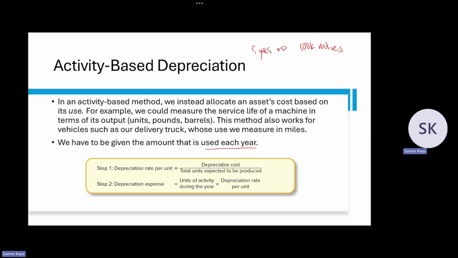Okay. So step 1 is to figure out my depreciation rate per unit. My depreciable cost is the cost of my asset of 40 less my residual value of 5. Now I'm dividing that by 100,000. So if you do the math on that, I'm going to get this weird decimal of 0.35. So what that tells me is I depreciate my vehicle 0.35 cent, or 35 cents, per mile that I drive it. So then I'm going to take that 35 cents and multiply it by my usage, right? My usage in that given year.